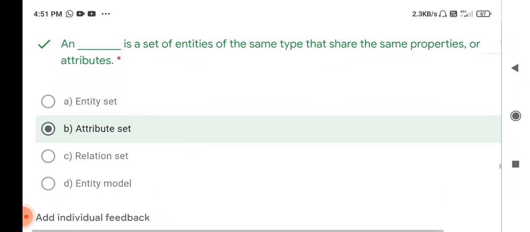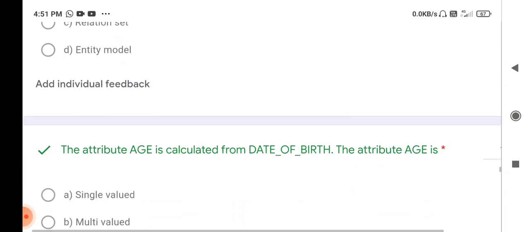Next question is, a set of entities of the same type that share the same properties or attributes. So this is called an attribute set. An attribute set is a particular set which stores multiple attributes which have the same properties.